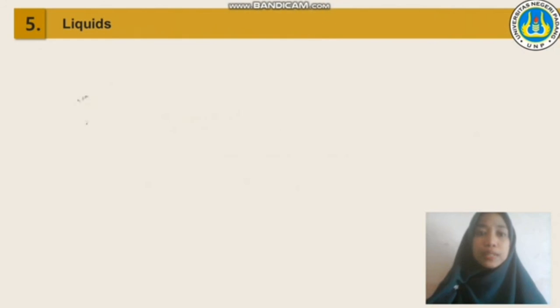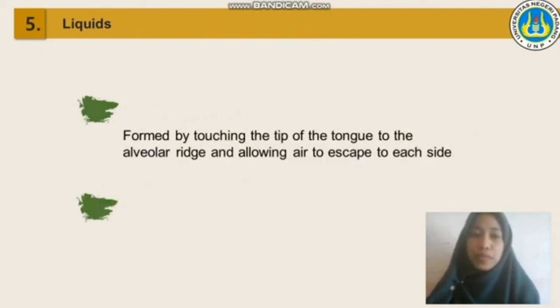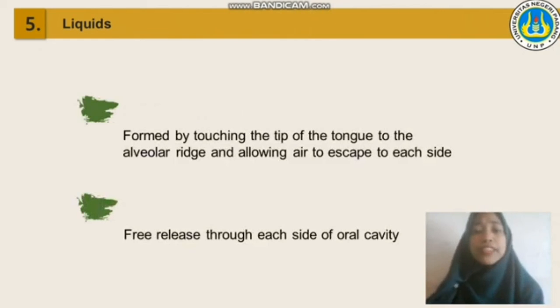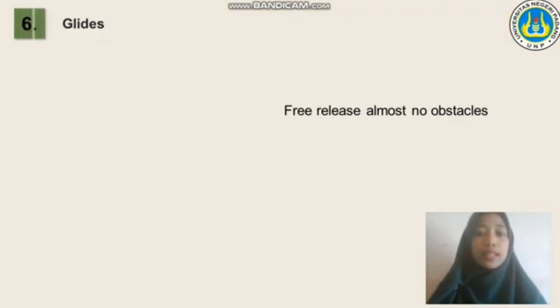Next is liquid. Formed by touching the tip of the tongue to the alveolar ridge and allowing air to escape to each side. Free release touches each side of the oral cavity. The English consonants from liquids are liquid voiced alveolar l, liquid voiced palatal r, and the last is glide.